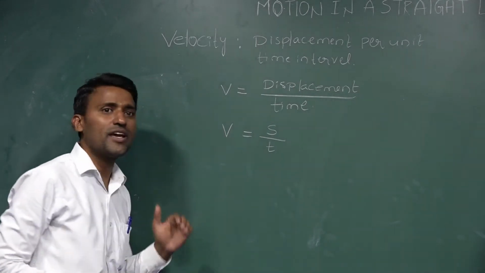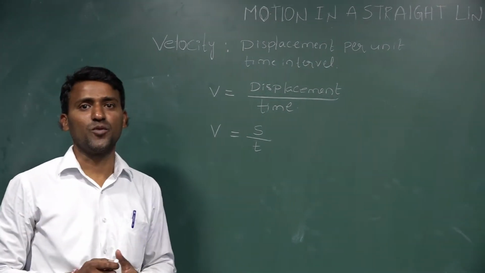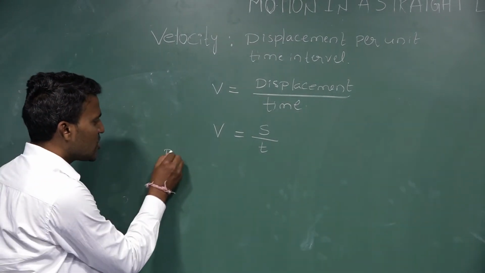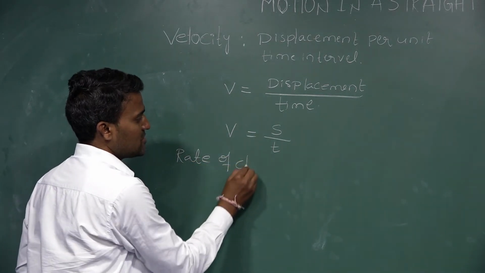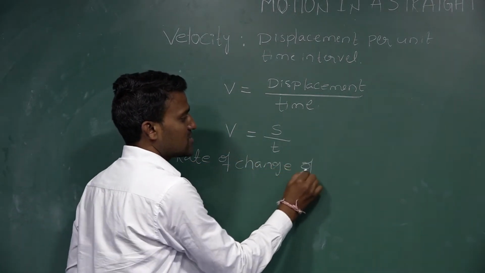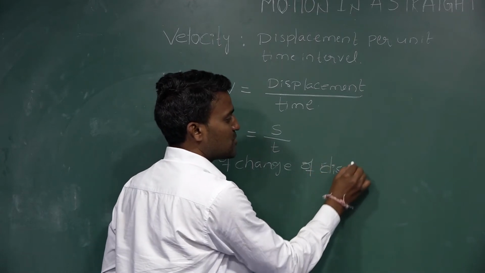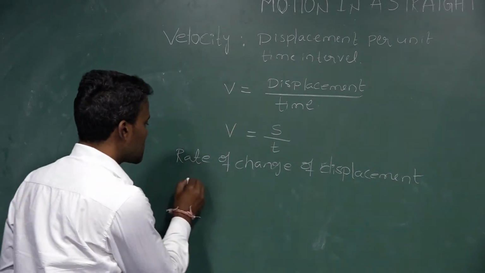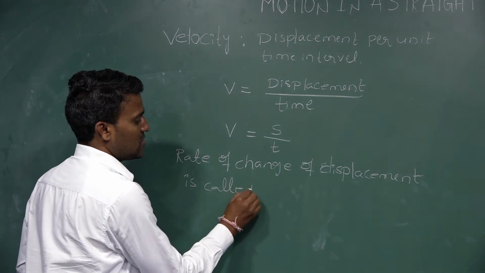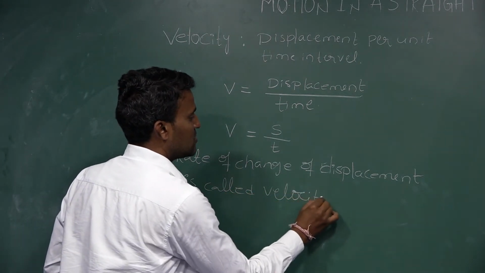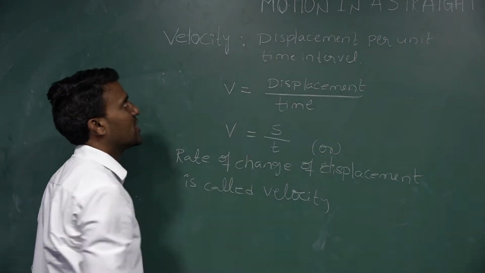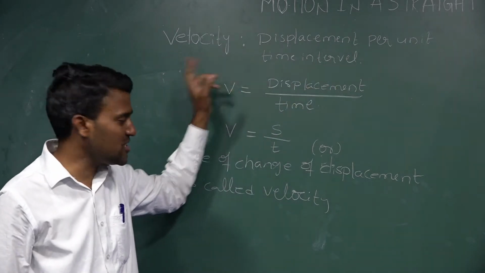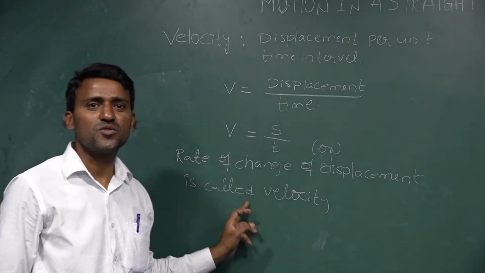We can define this in another way also. A rate of change of displacement is called velocity. So in two ways you can write here. Velocity is nothing but displacement per unit time interval. Rate of change of displacement is called velocity.